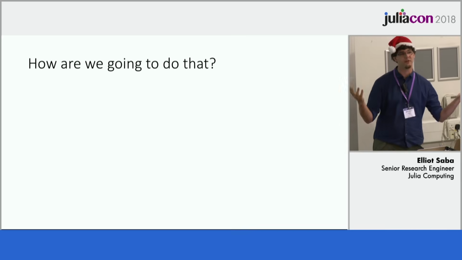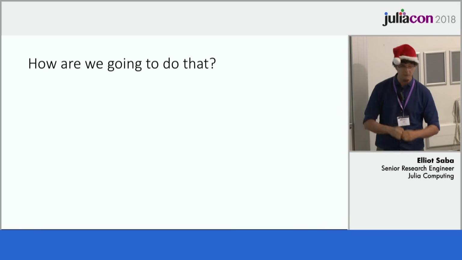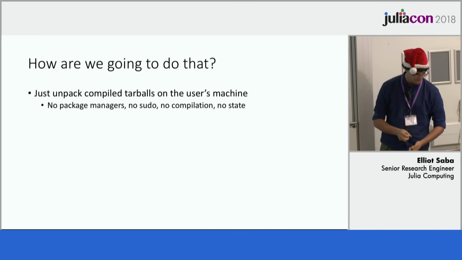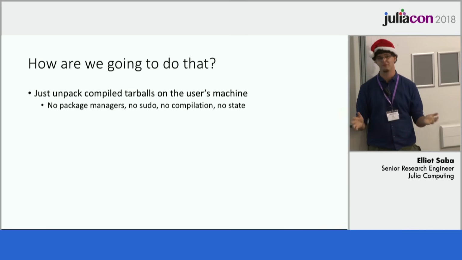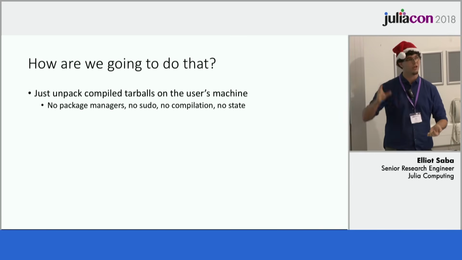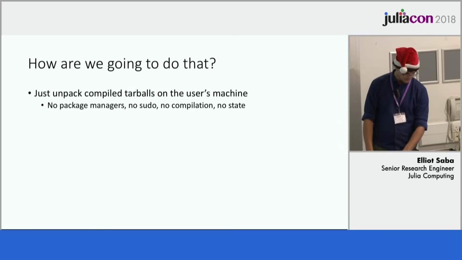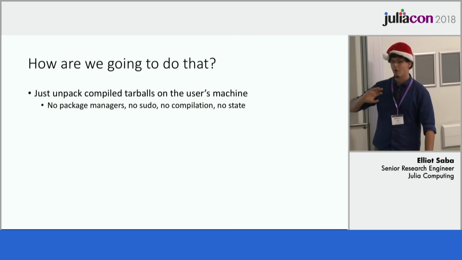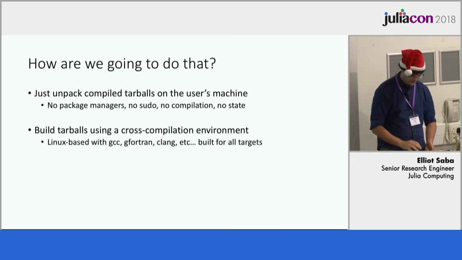And so, how are we going to do this? We got together, we argued about things a lot, we came up with brilliant dreams, killed those dreams, came up with more realistic dreams, and finally we ended up with just unpack compiled tarballs on the user's machine, right? It should be that easy. You just download a tarball, you extract it into a directory, and you're good to go. It doesn't require package managers, doesn't require sudo, doesn't require compilation on the user's machine, doesn't even require state. You just unpack it and you're done.